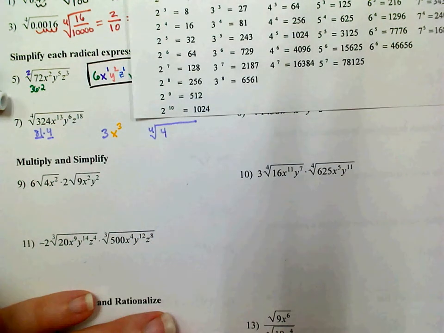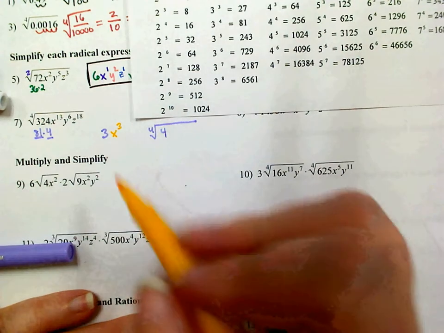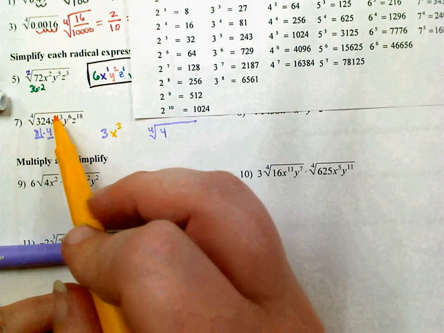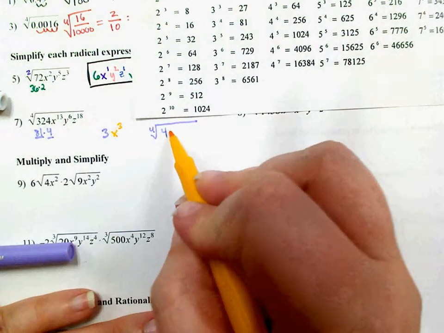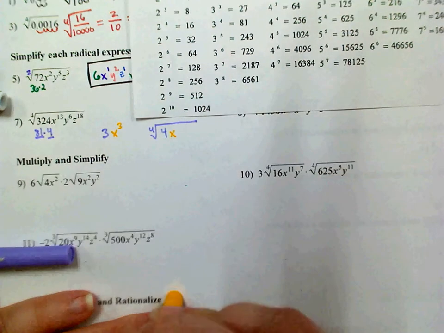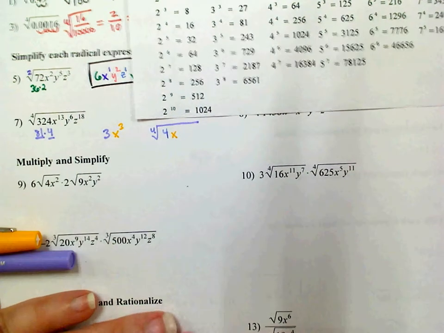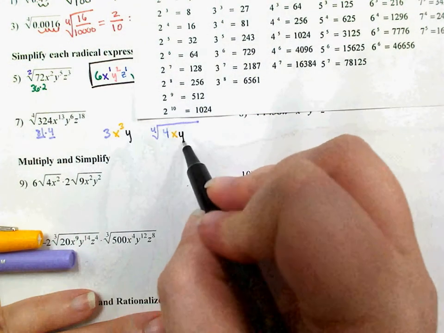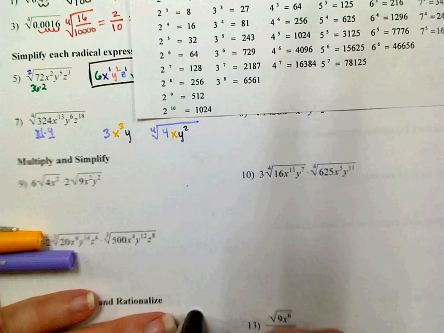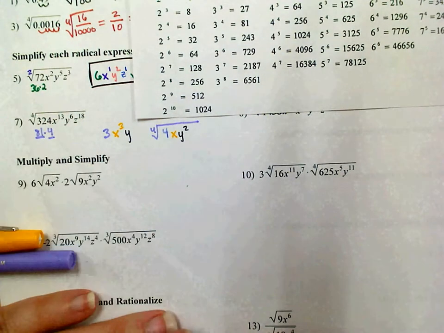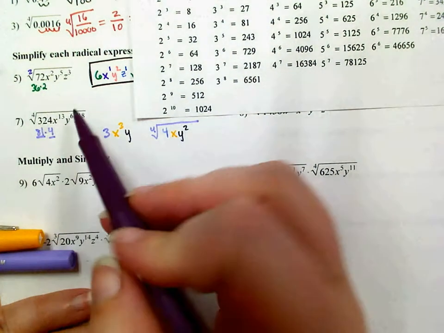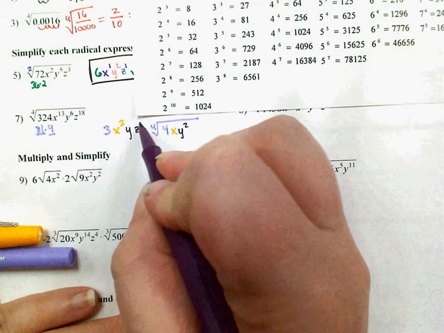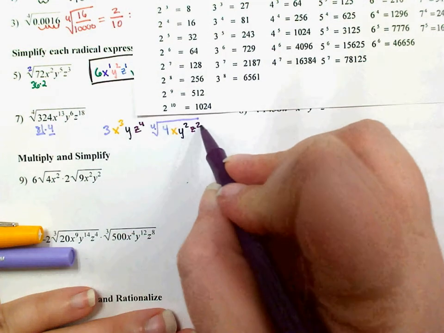Okay, so now we go to this. 4 goes into 13 3 times with 1 left over. 4 goes into 6 one time with 2 left over. And 4 goes into 18: 4 times 4 is 16, and that leaves me with 2 left over. And there's my answer.